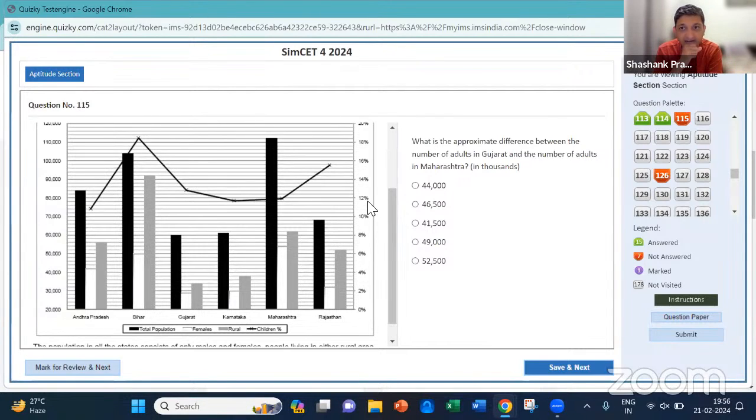Okay, and Maharashtra. 1,12,000 and 12%. 88 into 112. 8,800. 8,980.